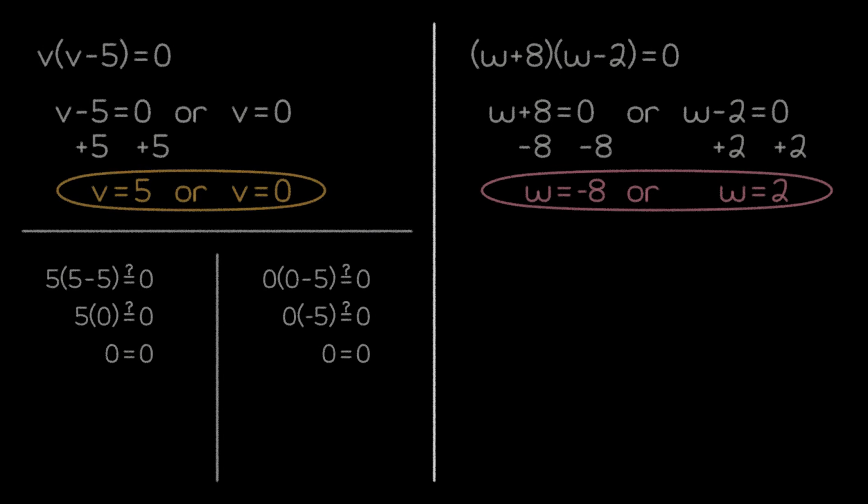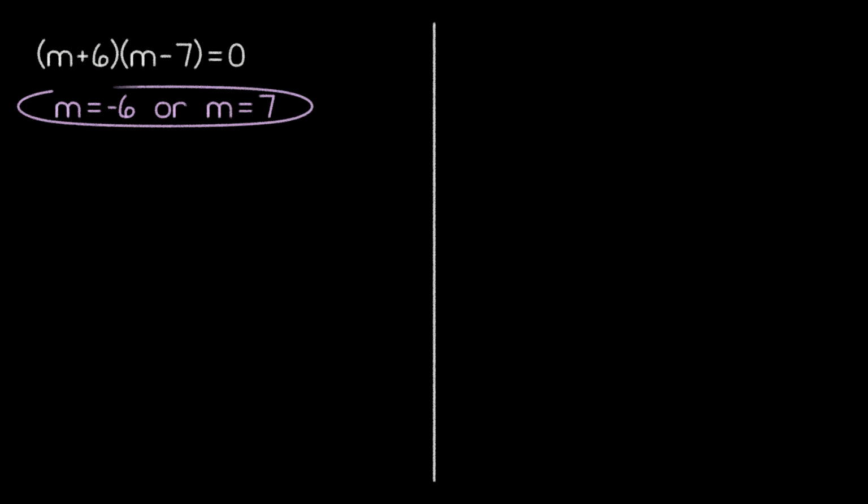Now, at this point in time, you might be thinking that our problem-solving process is getting a bit repetitive. You may even already know the solutions to this equation based on patterns that you've observed in previous problems. If so, you'll know that in this equation, m could be either negative 6 or positive 7. Essentially, our solutions end up being the additive inverses of the constants from our factors. Since the first factor has a constant of 6, the corresponding solution is negative 6. And since the second factor has a constant of negative 7, the corresponding solution is positive 7.